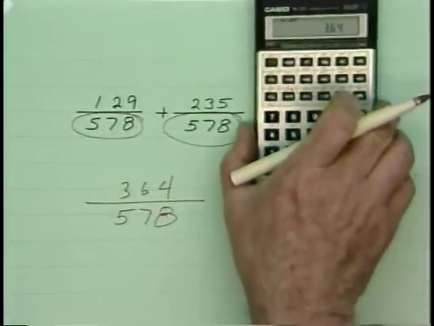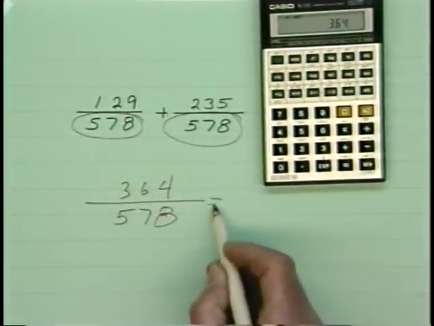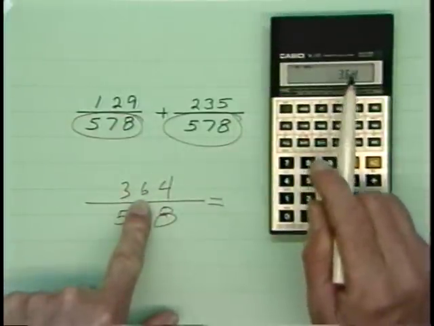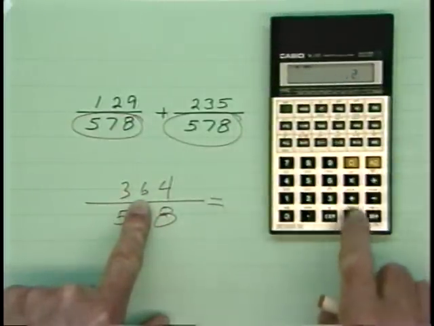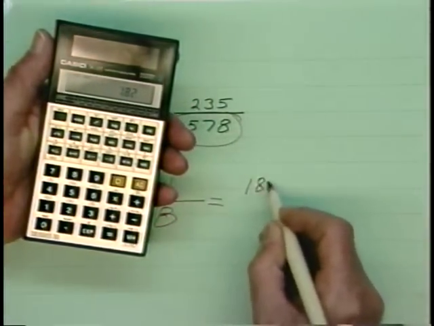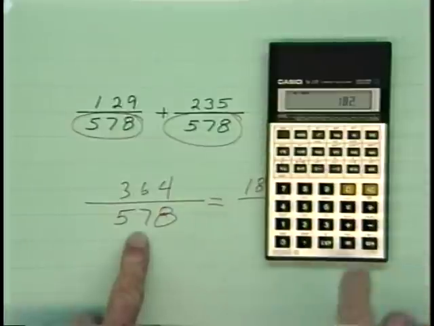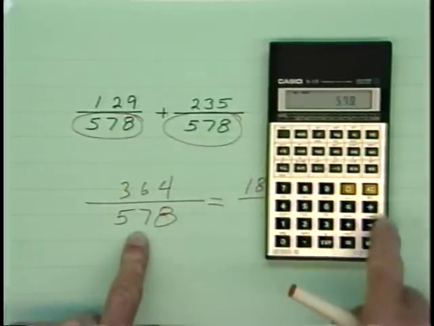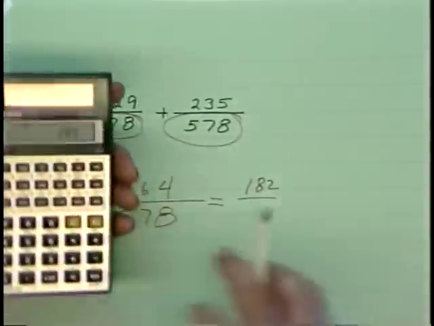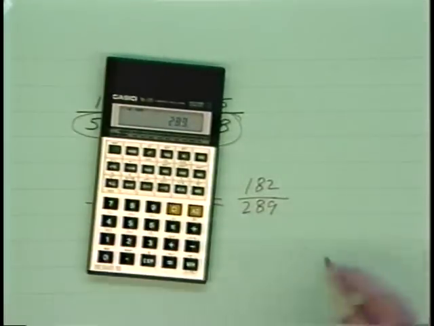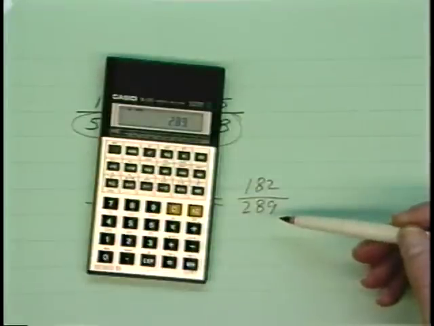And if you are allowed to use a calculator, then also use it to reduce. We can see by looking at these two that they're each divisible by 2. So we have the top already on the calculator. So let's divide it by 2 while we're there. And we get 182. Then divide the bottom, 578, by 2, and we get 289. Now we know 2 will go into the top still, but not to the bottom.